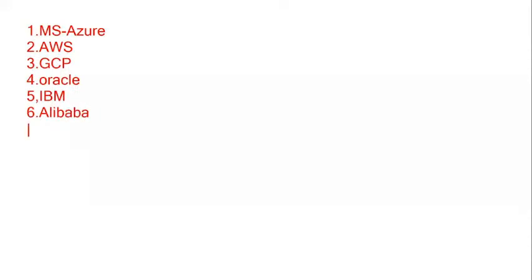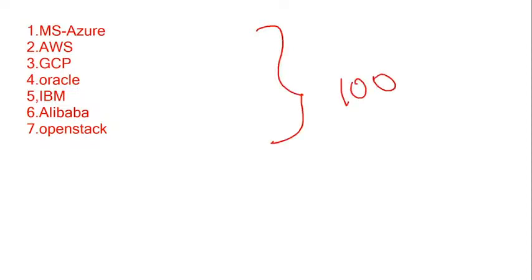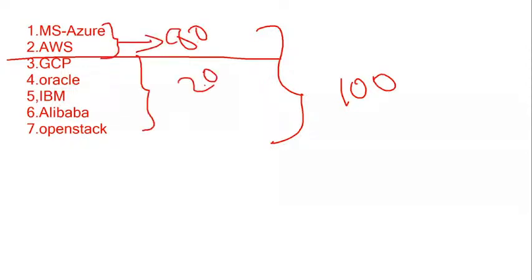Also we have OpenStack. We have n number of cloud vendors to provide cloud computing technology. If you consider the cloud market as 100%, these two, Microsoft Azure and AWS, occupy 80%, and remaining all just 20%. So 80% is occupied by AWS and Microsoft Azure; remaining GCP, Oracle, IBM, Alibaba, OpenStack, their percentage in the world is just 20%.